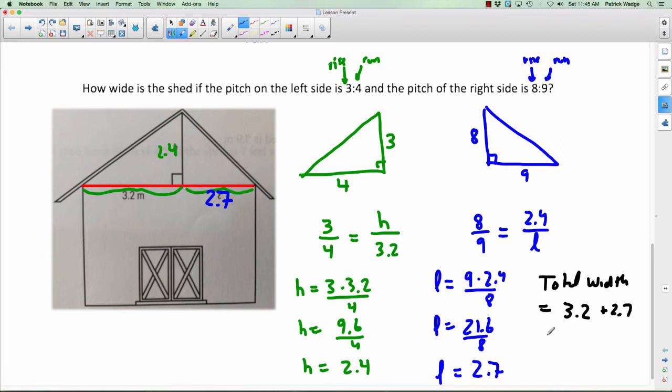I don't even need a calculator for this one. I don't want to show off, but I got this one. 5.9. 5.9 what? We're talking about meters. So 5.9 meters is your answer in that one.